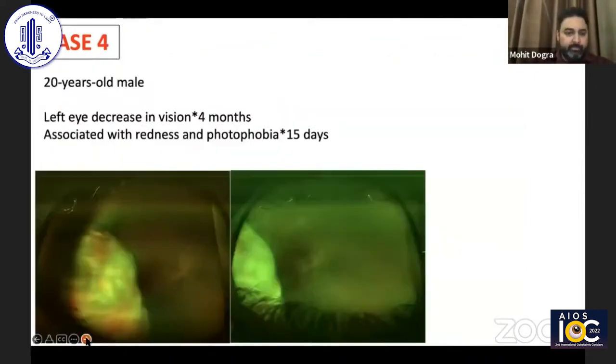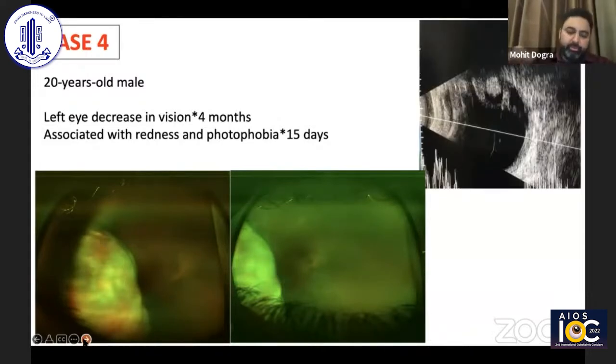I think I'm just going to end with this. This is the last part of my last case. This is again a 20-year-old male. He had this huge mass lesion there, and the ultrasound was pathognomonic. That was a typical cysticercosis.